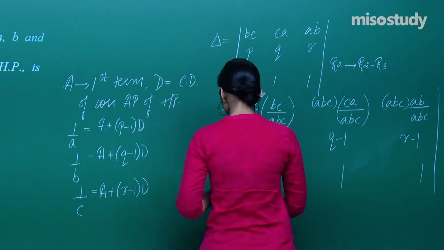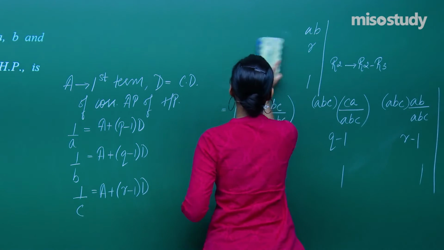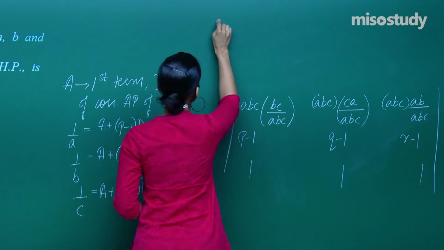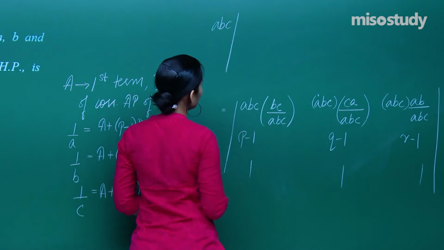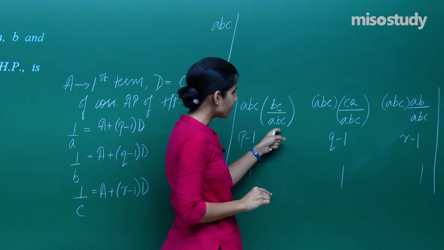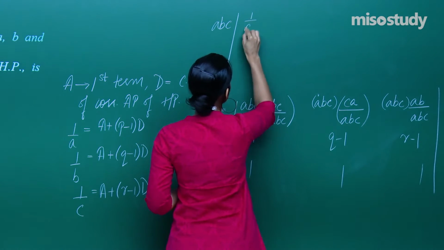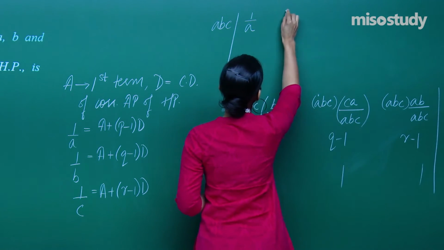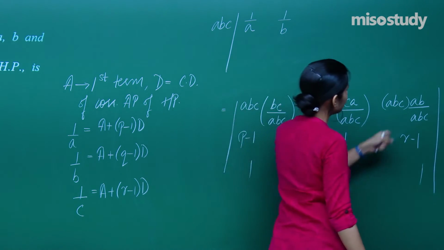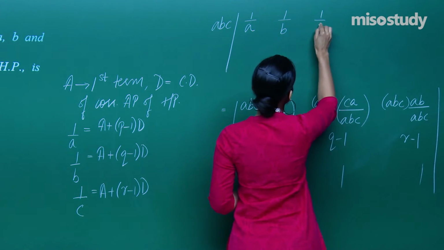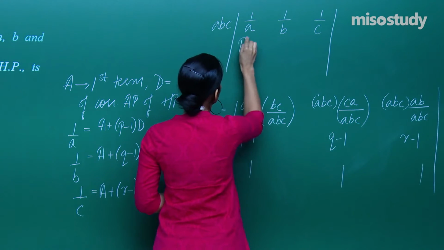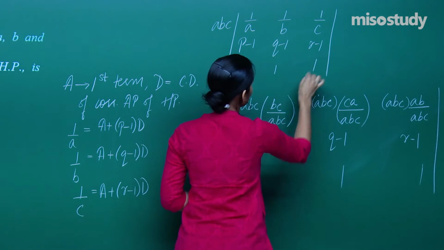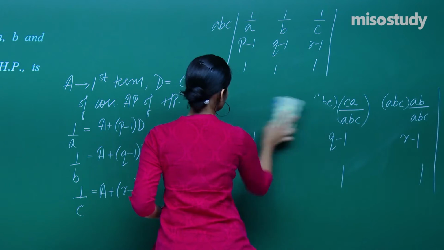abc is going to come out common. You are left with bc upon abc, which is 1 upon a, ca upon abc, which is 1 upon b, and ab upon abc, which is 1 upon c. Then you have p minus 1, q minus 1, r minus 1, 1, 1, 1.